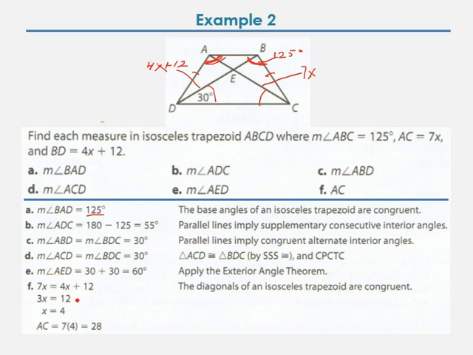Then it asks us to find the measure of ADC. ADC, well, we know that parallel lines imply basically that we're going to have these supplementary consecutive angles. So if A is 125, that would mean the total of angle D would be 180 minus 125, which is 55.